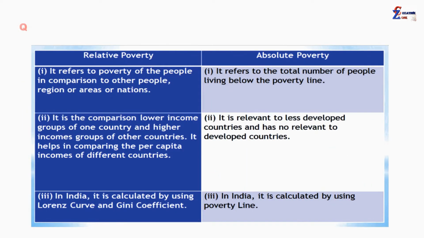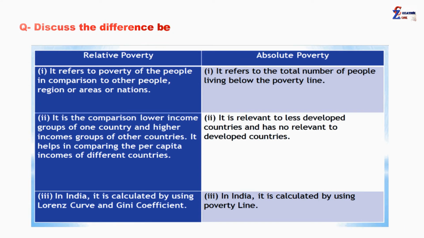Now we are going to discuss another question. Difference between relative poverty and absolute poverty. The first difference is you can see the relative poverty. It refers to the poverty of the people in comparison to other people, region or areas or nation. The first point of absolute poverty, it refers to the total number of people living below the poverty line.